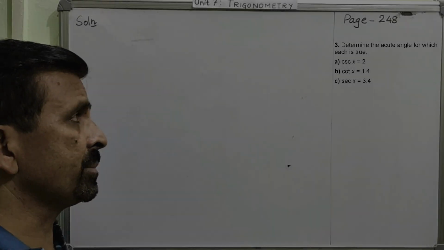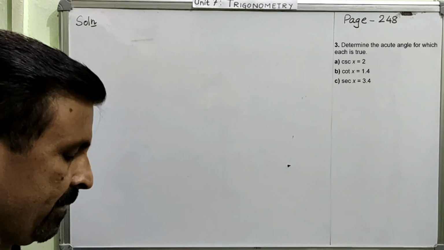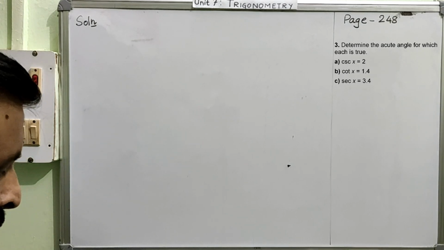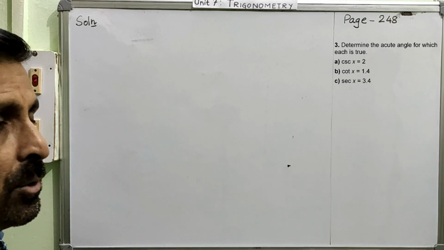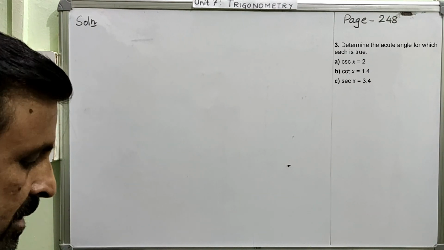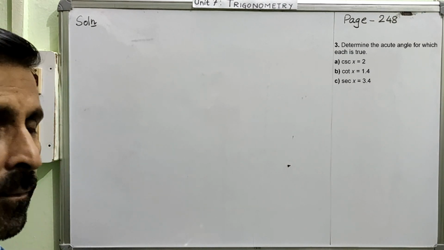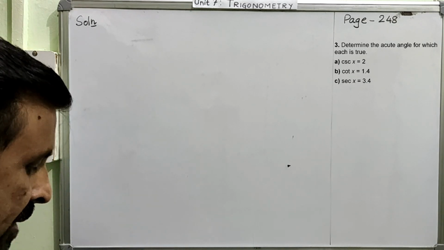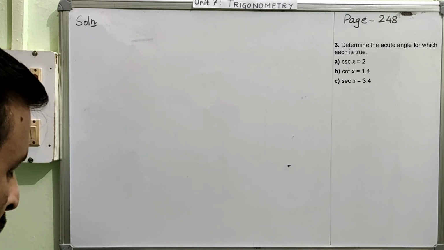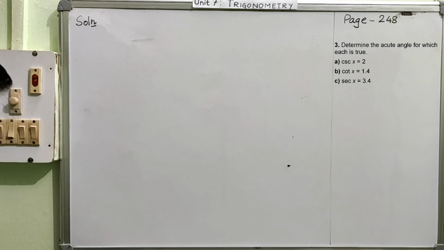Thank you. Now I am taking you to question number 3. It's again a very simple question. As you can see, question number 3, what it says is determine the acute angle. You are asked to calculate the angle. That's it. You know how to calculate the angle, no? For finding the angle, in the previous question also we have calculated the angle. Okay, so that same way. Now here I will show you all the 3 questions.